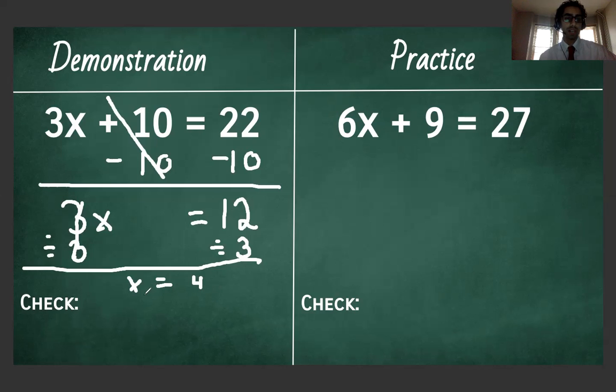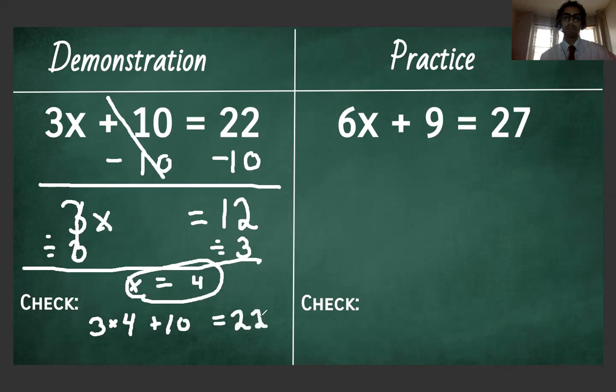If we wanted to check this, all we have to do would be to plug in 4 into x over here and see if that makes the equation true. So let's go ahead and see if that happens. I'm going to copy down my original equation, which is 3 times x. In this case, I just put 4 plus 10 equals 22.